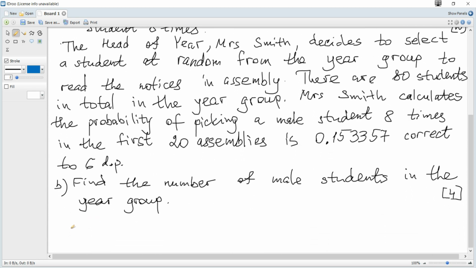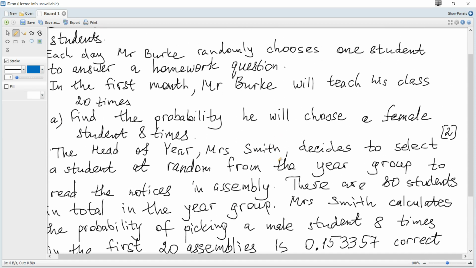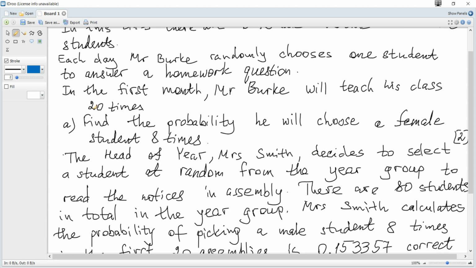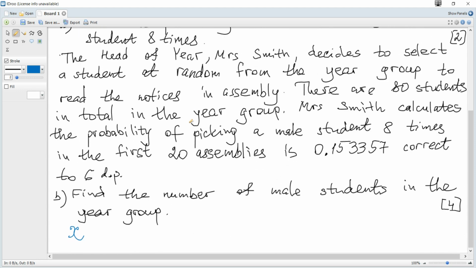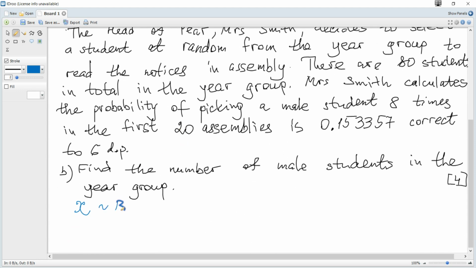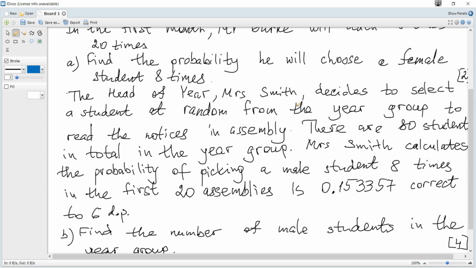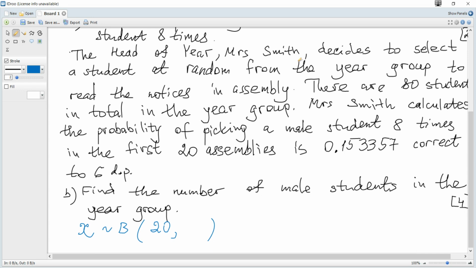So, let x be a random variable, the number of female students chosen out of 20 times. Hence, x is distributed binomially. N is 20, the total number of trials, and probability. What is the probability? The probability to choose a female, because x describes the number of female students chosen.